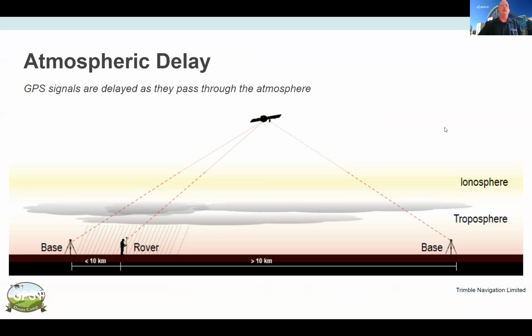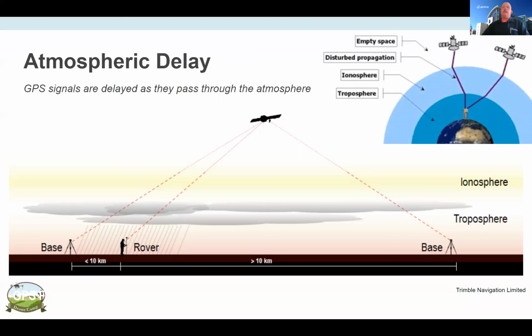Atmospheric delay is where, as GPS signals pass through the atmosphere, the ionosphere and the troposphere, they tend to refract and slow down, therefore they travel longer distances than straight lines. And therefore, we get some uncertainty purely based on interference with the satellite signal caused by the layers of the atmosphere and refraction as the signal travels through them.